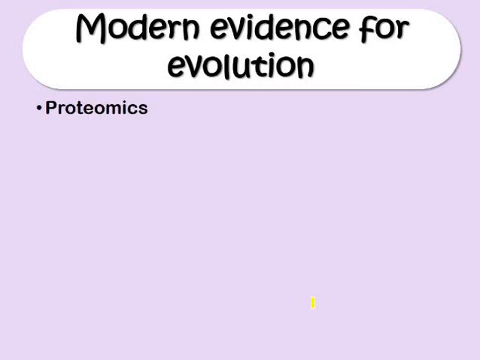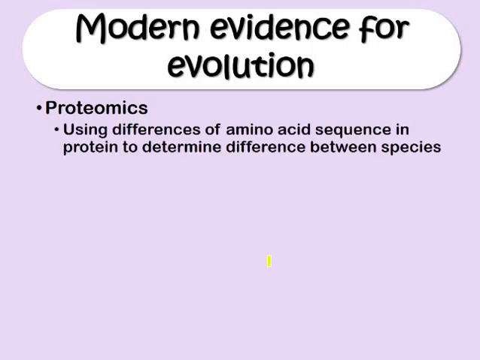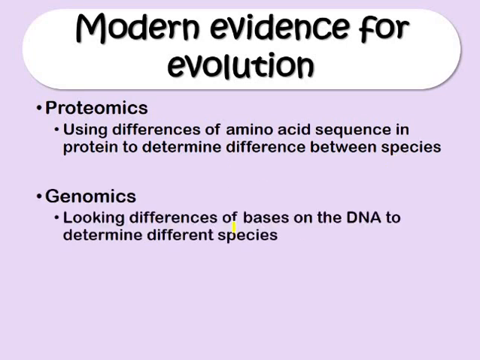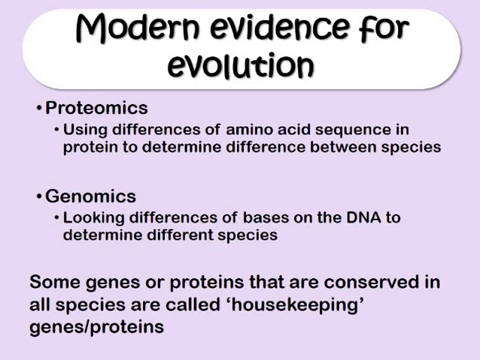So, there are two major areas of research happening here. One of those is called proteomics, and that's using the differences in amino acid sequences to determine how different species are. And there's also genomics, and that's looking at the differences in bases of DNA to look at how different species are. Interestingly, there are certain genes and proteins that are conserved in all species. That means that they must be pretty important for something, and we call them housekeeping genes.